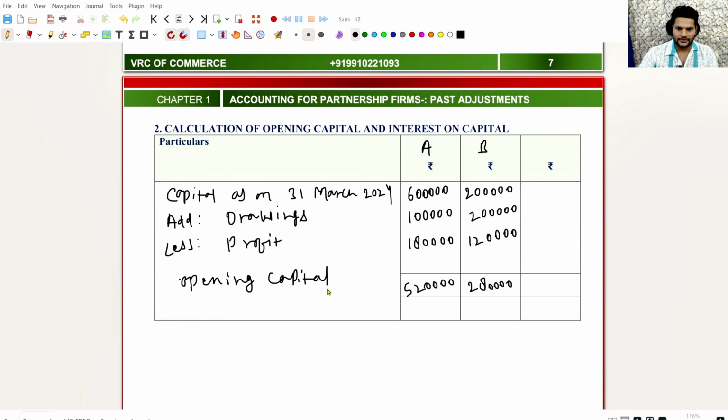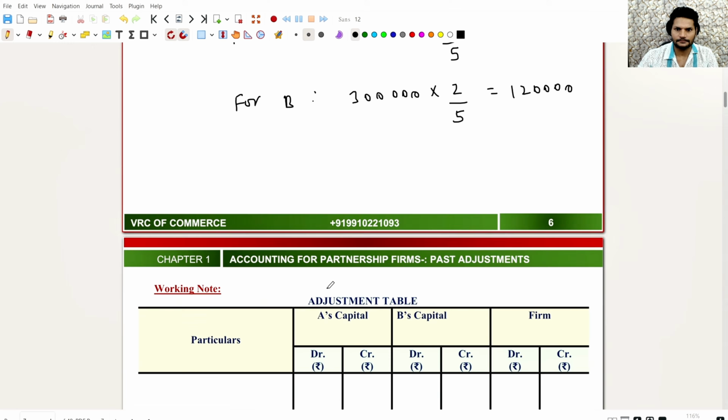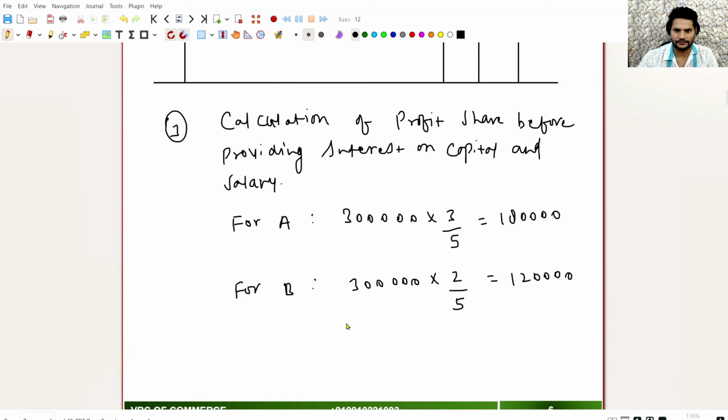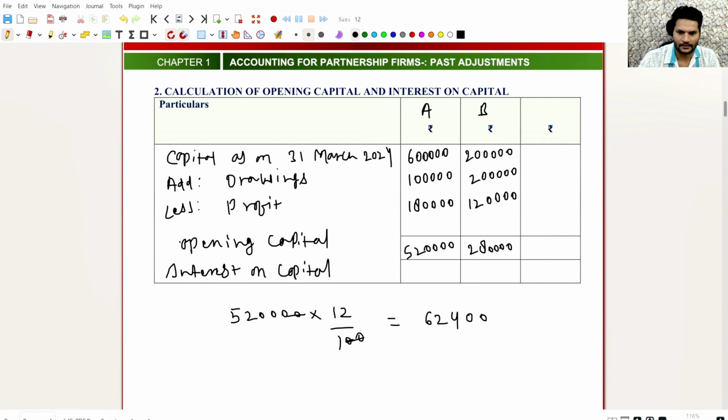Okay, so let's find out the opening capital, and then the interest on capital. Perfect. So what is the rate of interest on capital? Let's check it out. That is 12%. So 5,20,000 into 12/100 will give you 62,400.